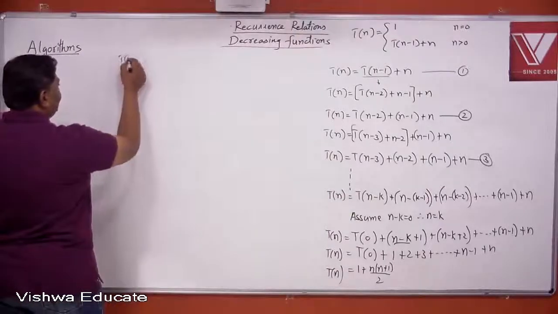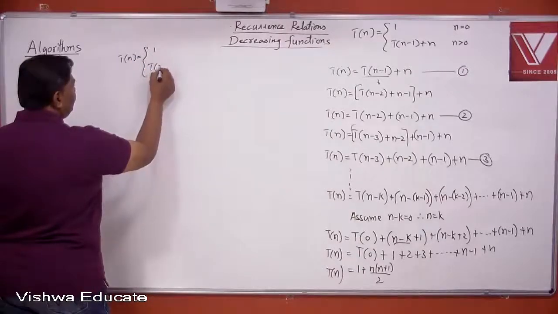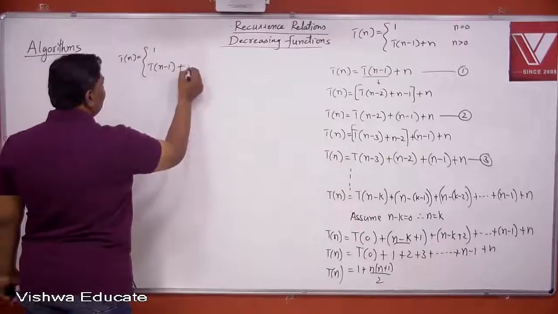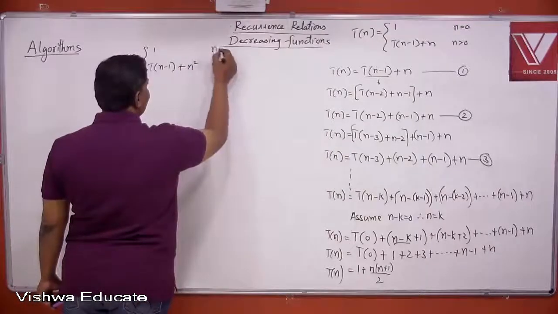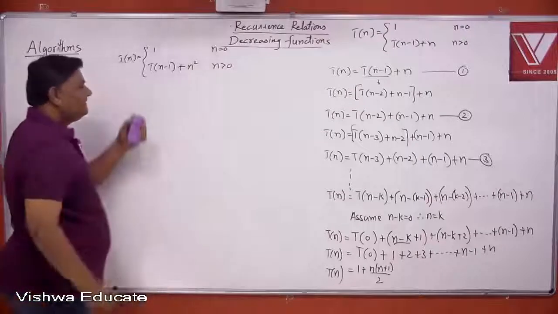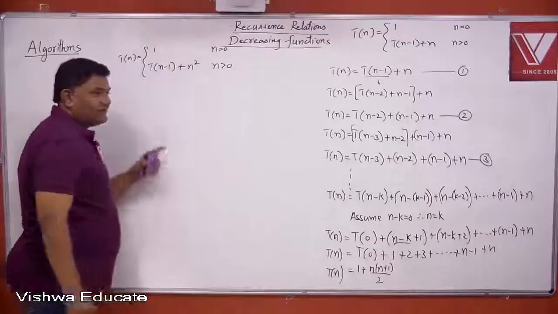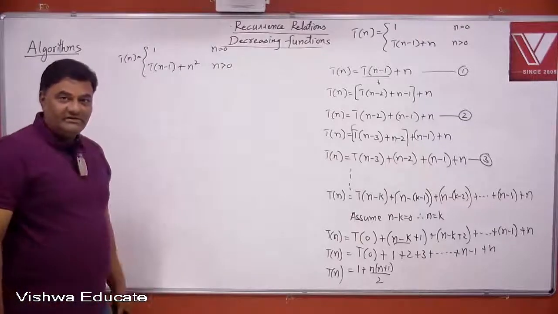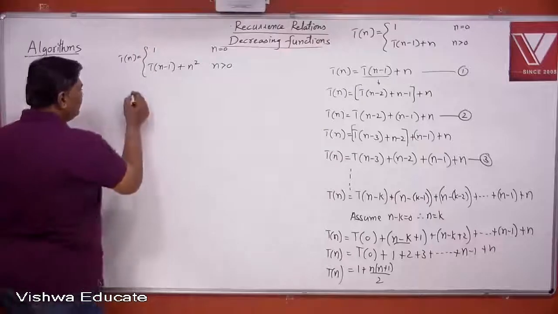Next, I will directly write down the recurrence relation. T of n is 1 for n equal to 0, and Tn minus 1 plus n square for n greater than 0. Directly I will write down the recurrence relation. So you can understand that there are nested for loops inside the algorithm, right? Nested for loop is there. So let us solve this.